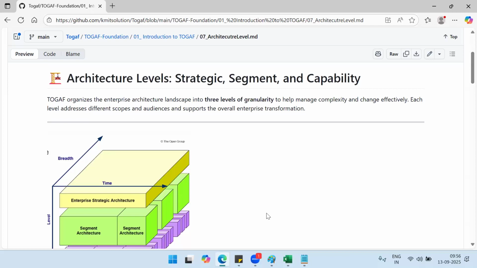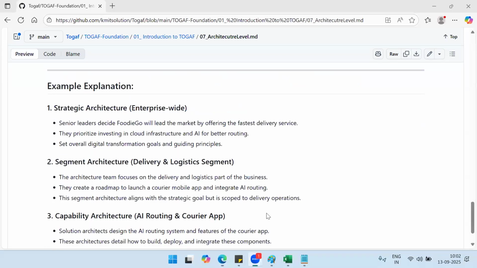Screen sharing is not coming up. Sorry, is it for me only or for everyone? Oh, sorry. Oh, now it is on. Sorry, it was in pause mode.